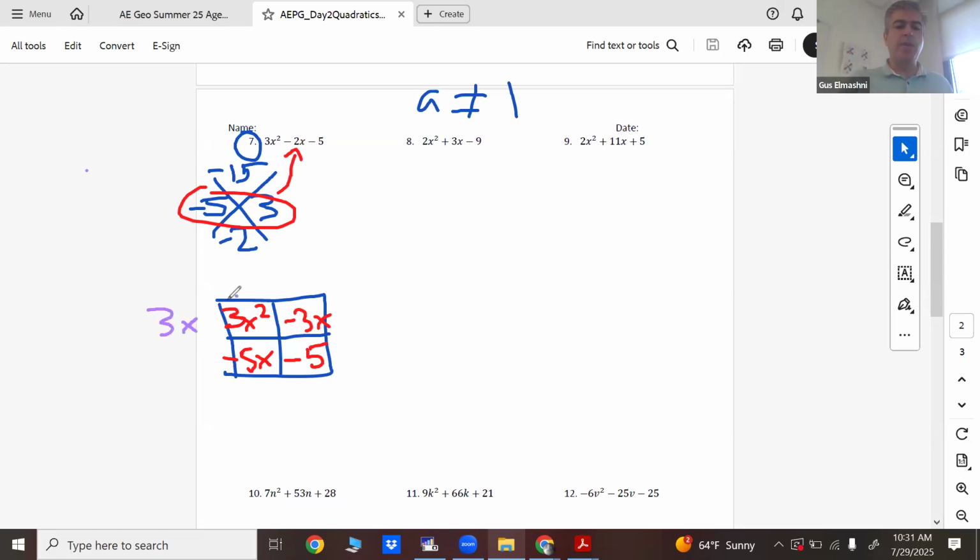Now, what do you multiply 3x by to get to this guy? x, that's just algebra, right? That's x. Cool. Now, what do you multiply this x by to get to this guy? Negative 5, yes, good. And then lastly, what do I multiply negative 5 by to get to negative 5? 1. Wait, I just messed up, didn't I? Wait, hold on, hold up. What did I do wrong?